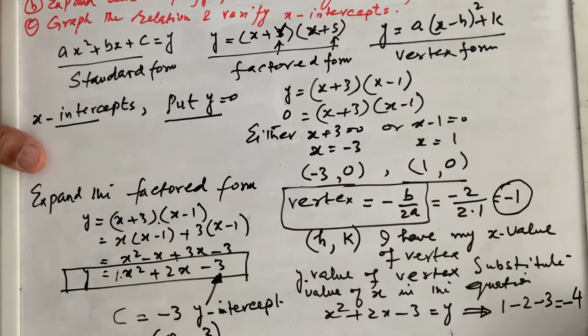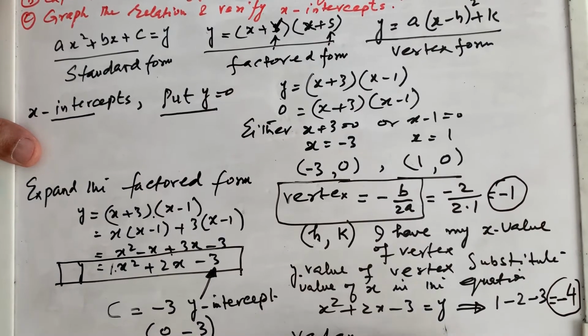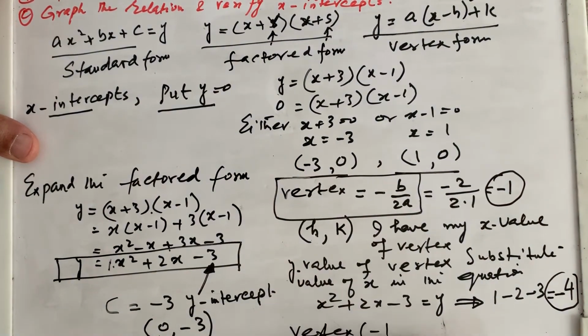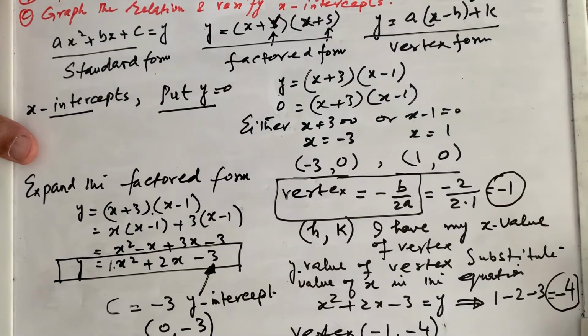So that means I have the y value of my vertex also. So what is my vertex now? My vertex is minus 1 and minus 4. This is my vertex. So now I have all the relevant points to draw my parabola.